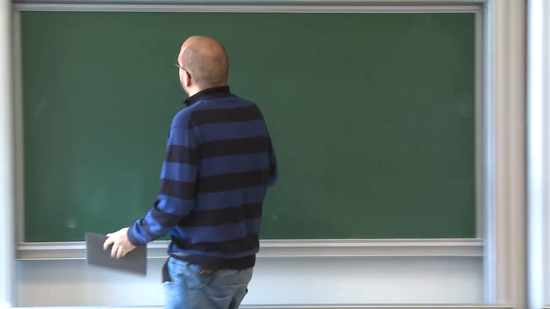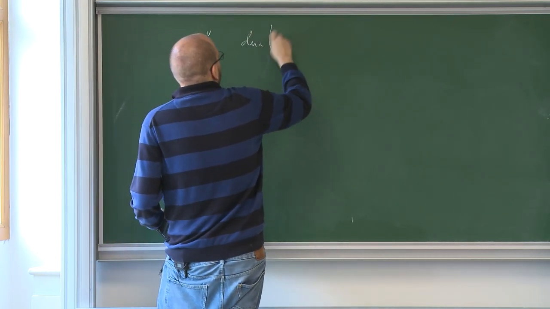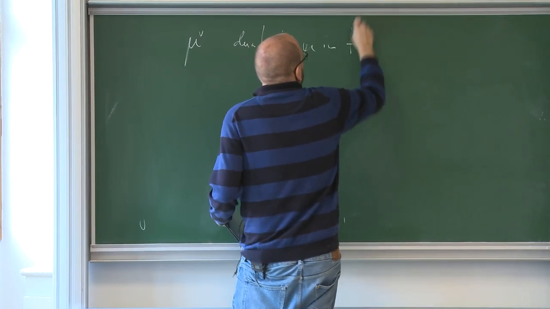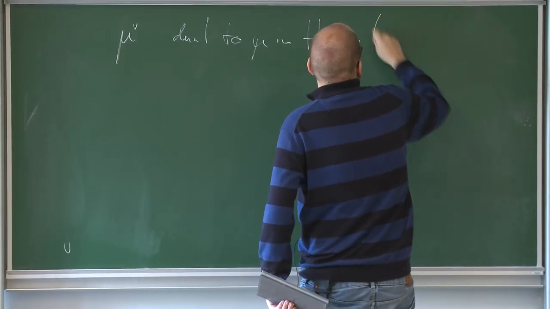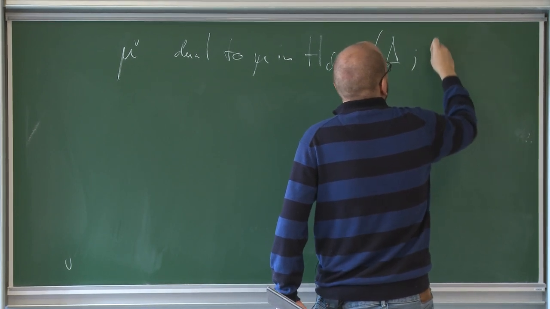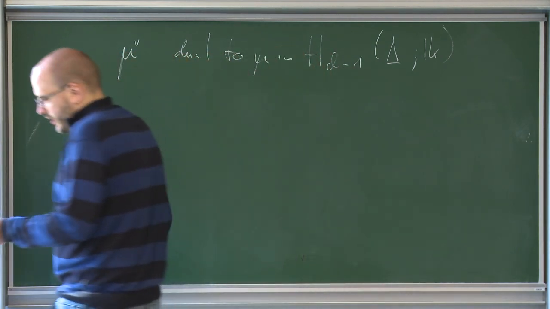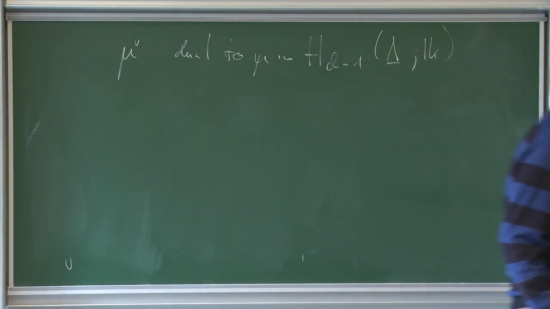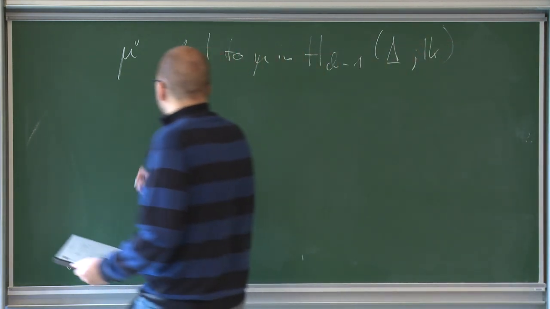I can look at the dual, mu v, dual to mu in the homology of my complex, right? So this is just a simplicial cycle, really, a simplicial homology cycle. And then what does this give me? I mean, implicitly I have the pairing, but the nice thing here is I can write down the degree map, the pairing degree, explicitly in terms of this mu.